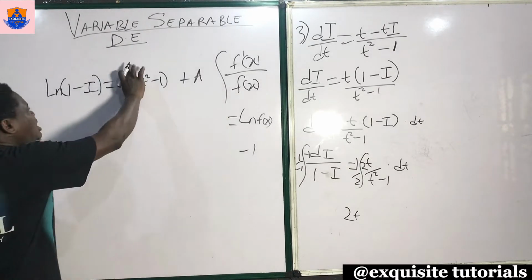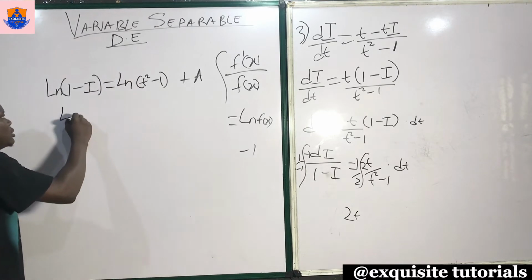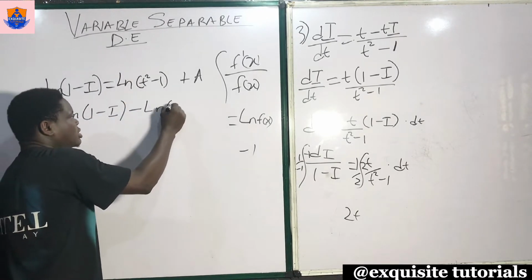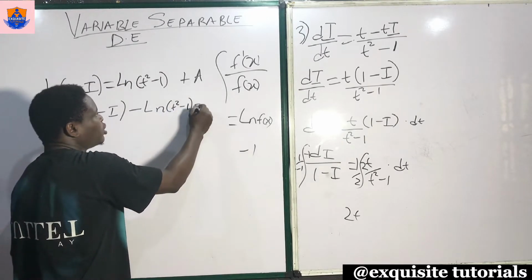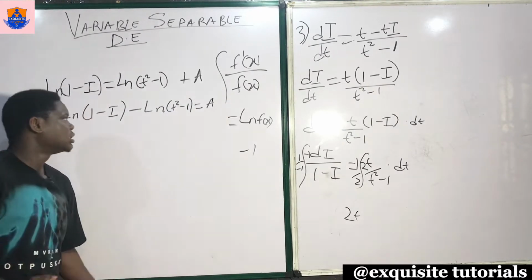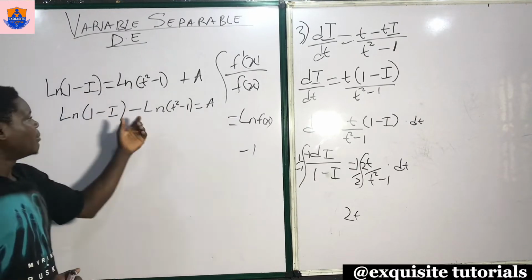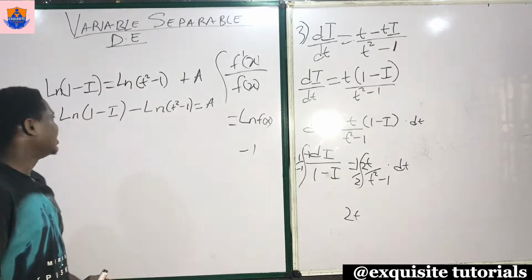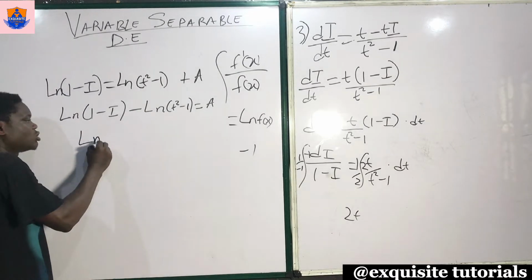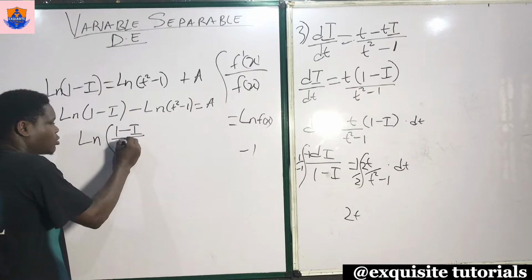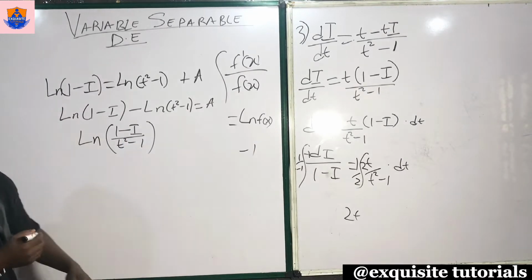Now when I take this guy here, I will have ln 1 minus I minus ln t squared minus 1 equals the constant. Now remember your rule of logarithm that says when you have log of something minus log of another thing, it is actually the logarithm of the first all over the second. Don't forget this rule of logarithm.